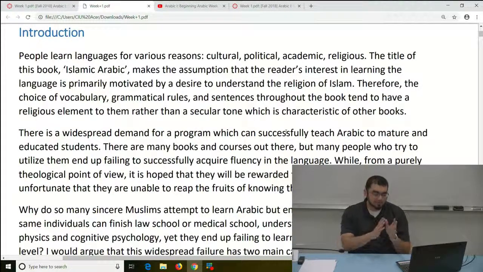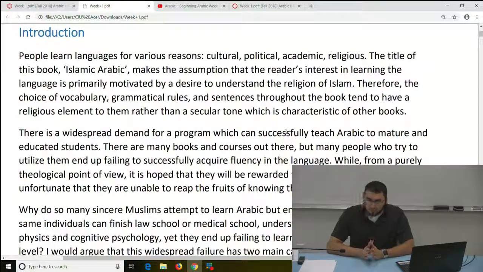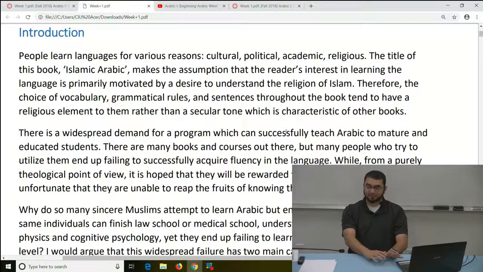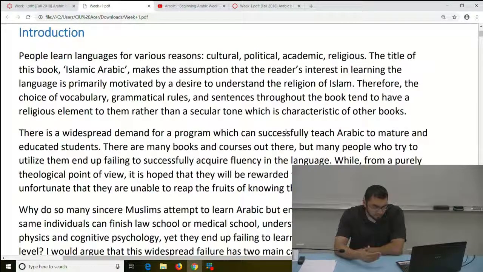So what's happening is, because this is more of a focus on an Islamic Arabic class, our vocabulary set is going to be related to things Islamic, like things from the Quran, things from Hadith, words that Muslims will use back and forth, like salam and things like that, right? So that's one of the things that we have.